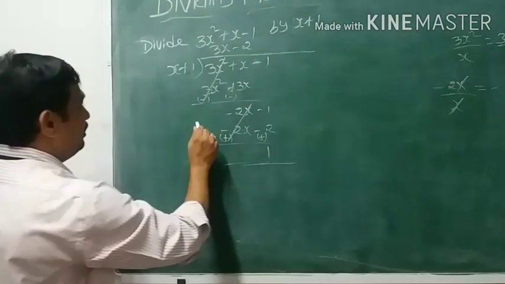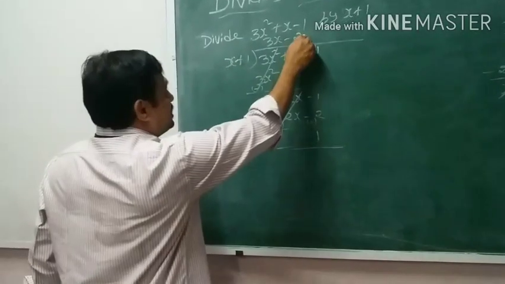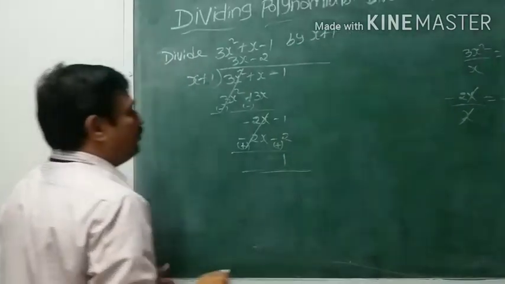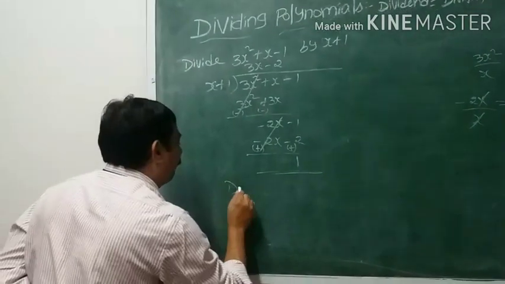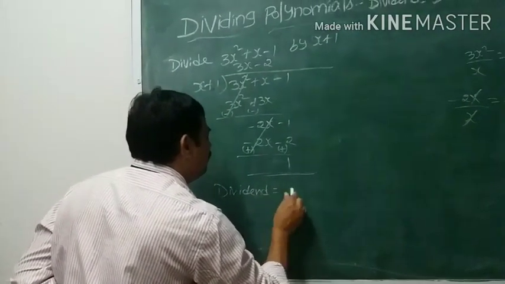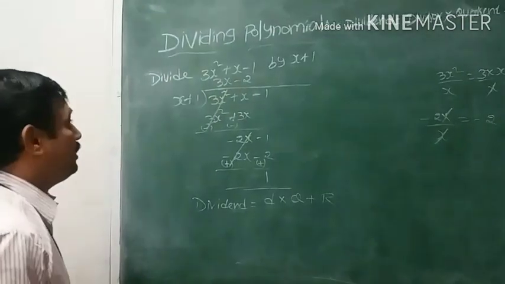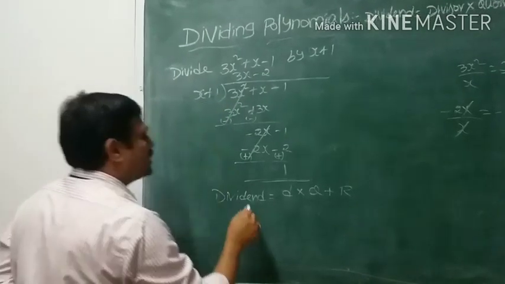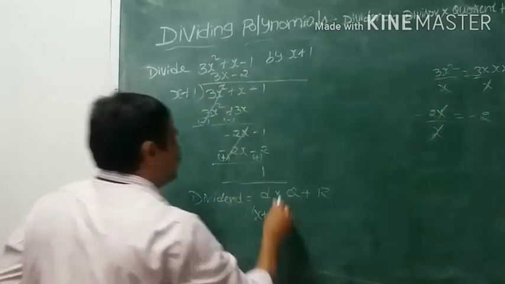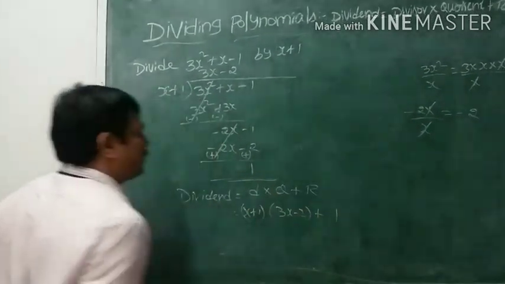Now in this one, the divisor is equal to x plus 1, the quotient is equal to 3x minus 2, and the remainder is equal to 1. Now we will do the division fact. Dividend is equal to divisor into quotient plus remainder. Here which one is the divisor? x plus 1, into quotient 3x minus 2, plus remainder 1.